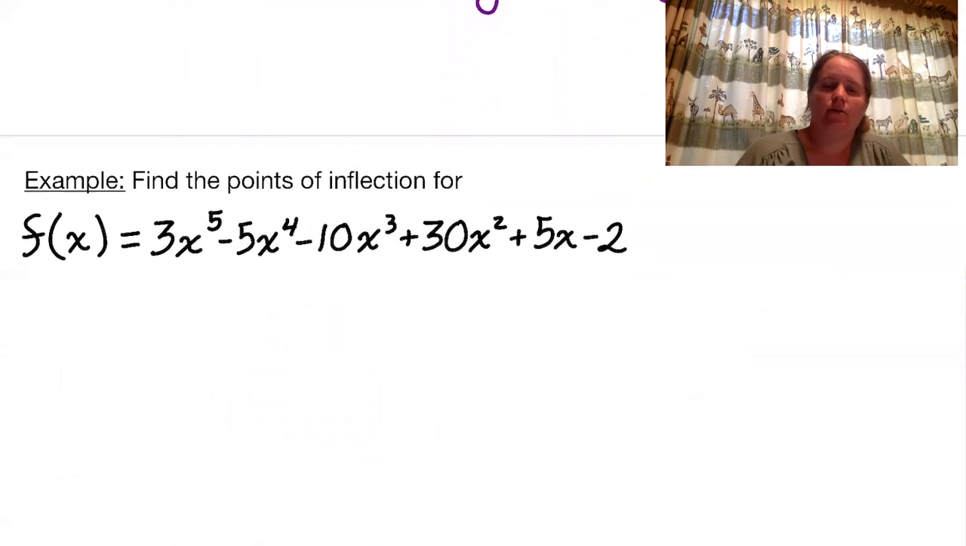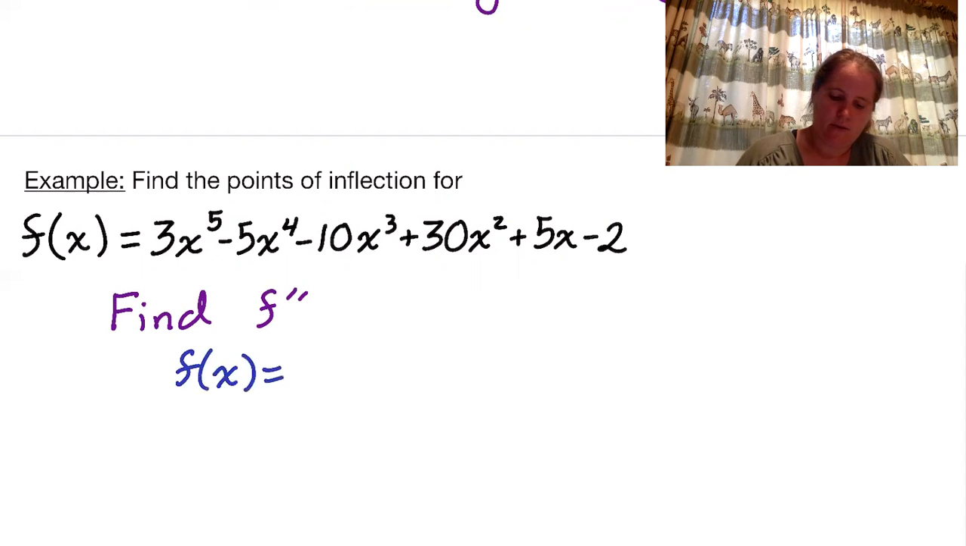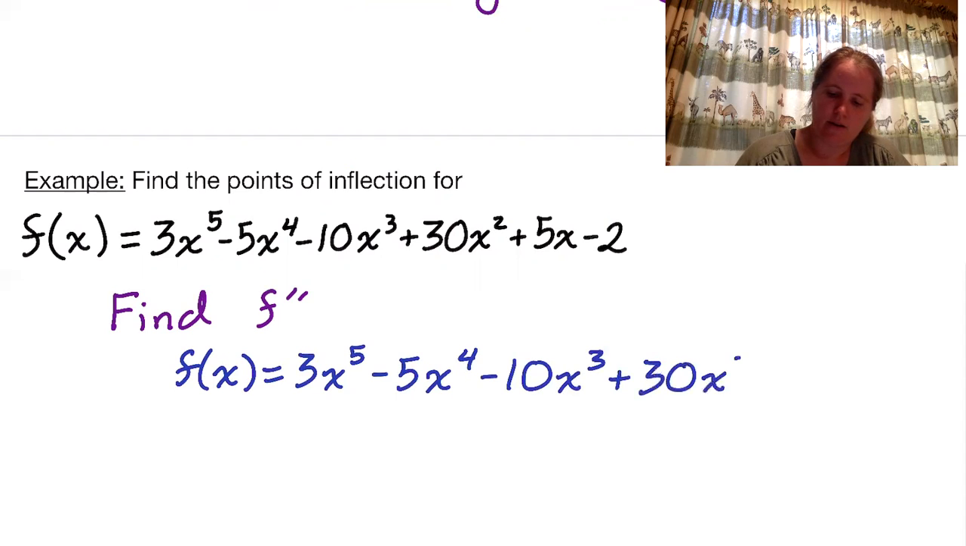So let's go ahead and find the points of inflection for f of x equals 3x to the 5th minus 5x to the 4th minus 10x cubed plus 30x squared plus 5x minus 2. So the first thing we need to do is find that second derivative. So f of x was 3x to the 5th minus 5x to the 4th minus 10x cubed plus 30x squared plus 5x minus 2.